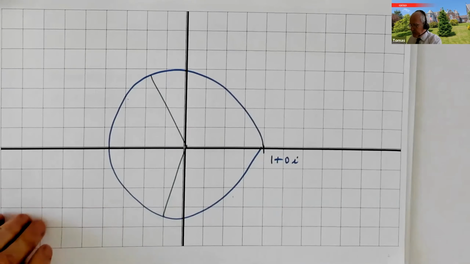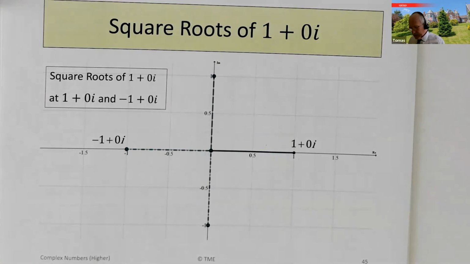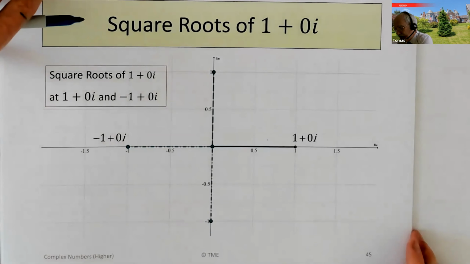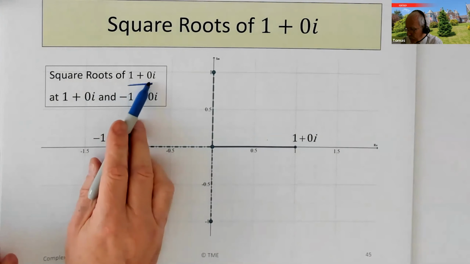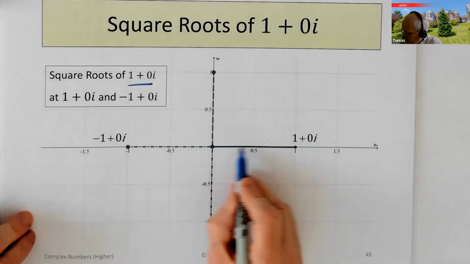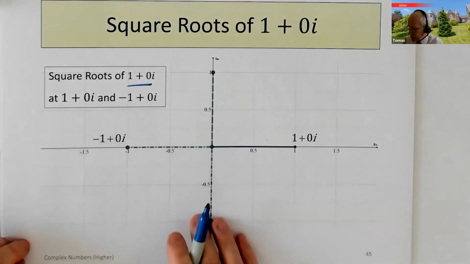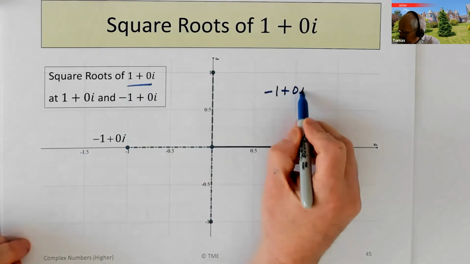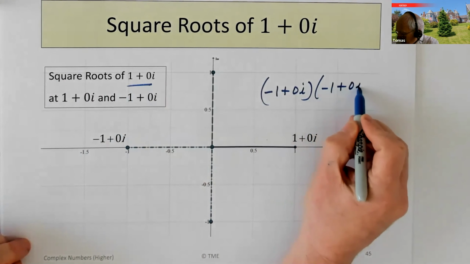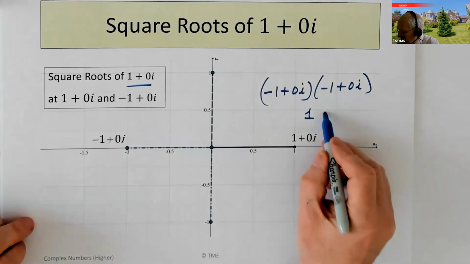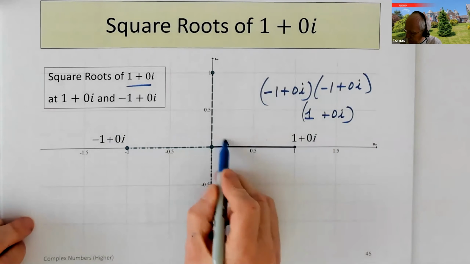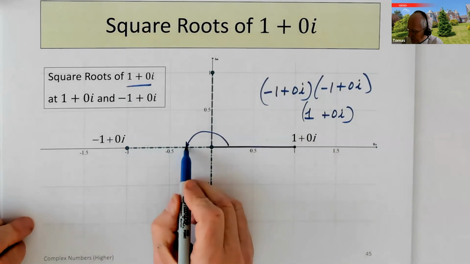So that's what de Moivre did. De Moivre spotted that, really handy. You can get the square roots or the 5th roots or the nth roots by just using this angle trick. So what are the square roots of 1 plus naught I? They're there and minus 1 plus naught I. Because minus 1 plus naught I, when you square it, minus by minus is plus. That gives you 1 plus naught I. So in other words, this angle here, 180, if you multiply it by itself, you're back.